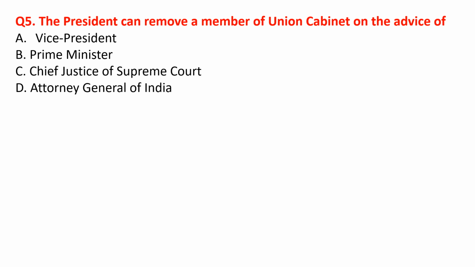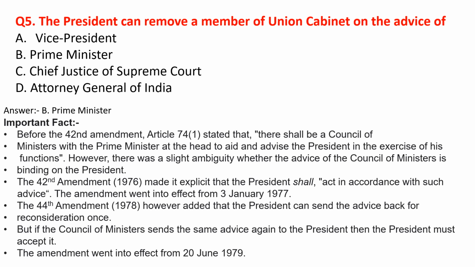The President can remove a member of the Union Cabinet on the advice of the Prime Minister. Option B. According to the constitutional provisions, Article 74(1) states that there shall be a Council of Ministers with the Prime Minister at the head to aid and advise the President in the exercise of his functions. However, there was a slight ambiguity whether the advice of the Council of Ministers is binding on the President. For this, two amendments were made. These amendments are very important from an exam perspective. The 42nd Amendment 1976 made it explicit that the President shall act in accordance with such advice. The amendment went into effect from 3rd January 1977.